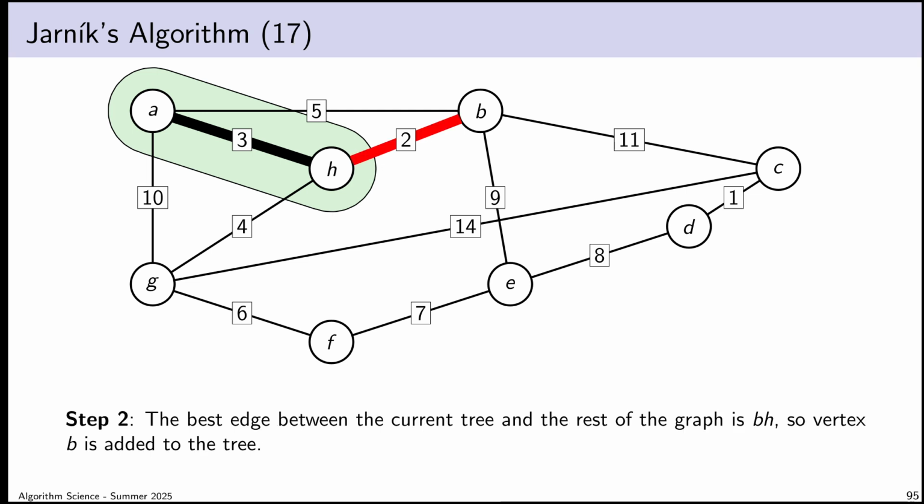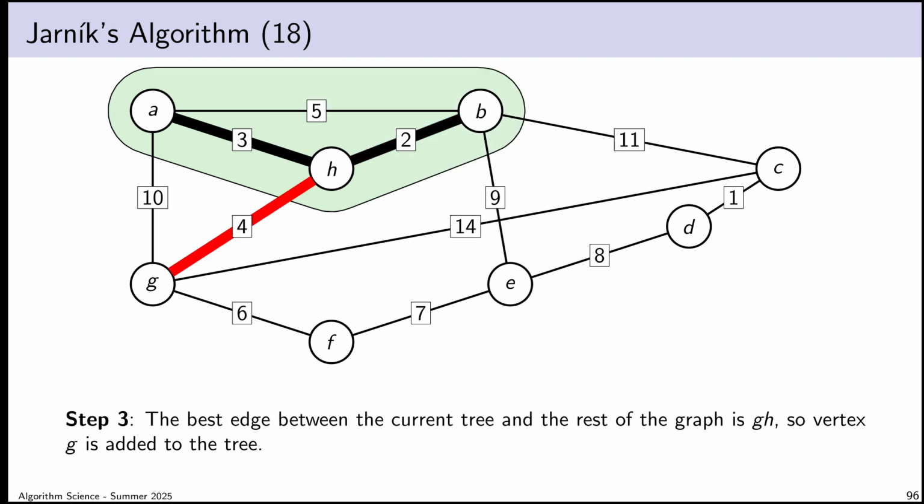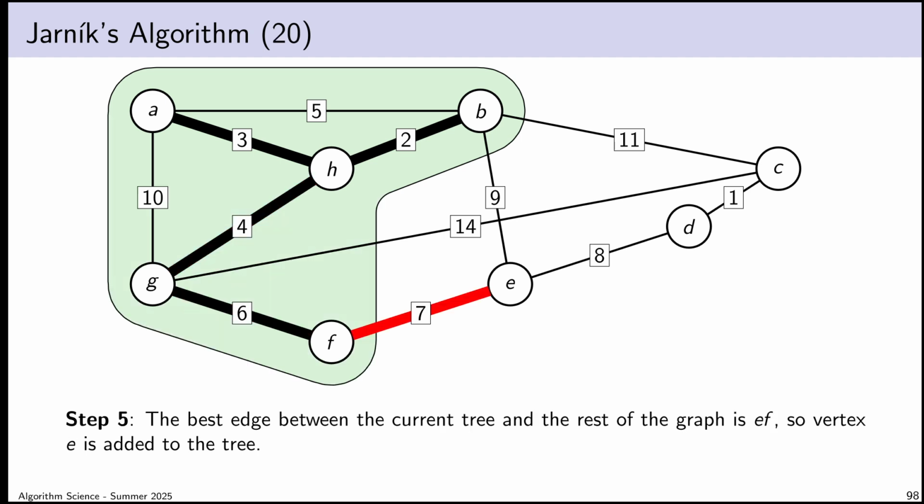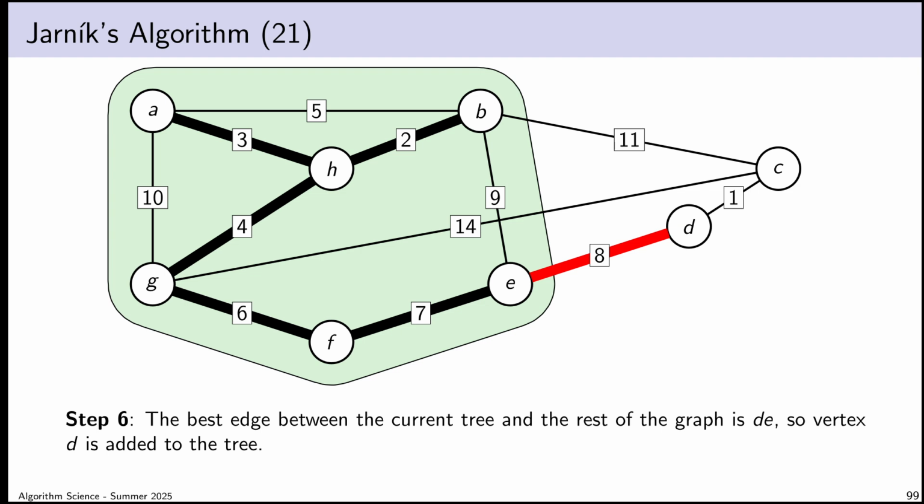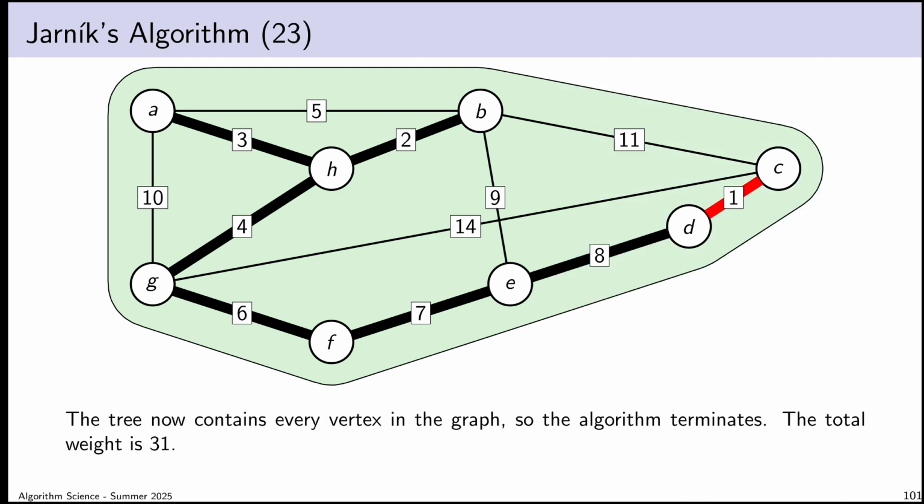At the next step, the best possible edge between the tree and the outside world is edge BH. So I add vertex B to the tree. The best edge between the tree and the outside world is GH. There we go. Then it's FG, then it's EF, then it's DE, and then it's CD. Great, so I've added everything to the tree. The total weight, once I'm done, is 31. And we saw earlier that that does seem to be the minimum weight spanning tree of the graph. Bringing in any of the remaining edges and swapping them would produce a tree with larger weight.